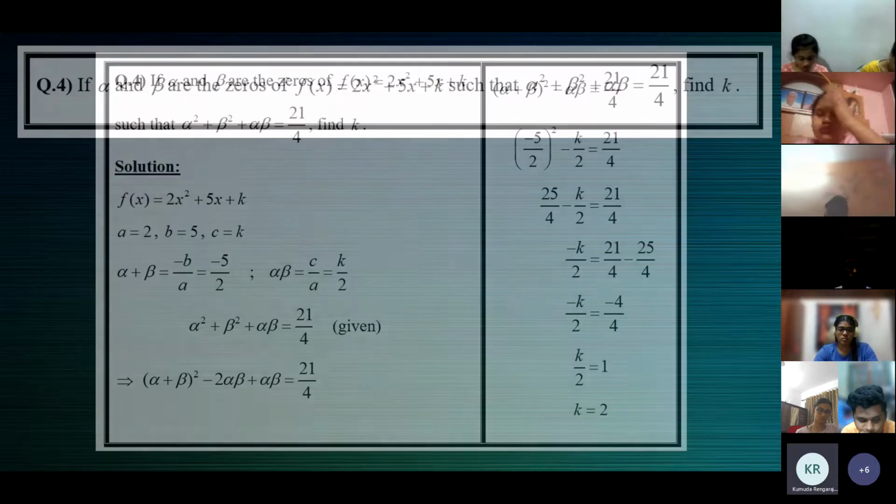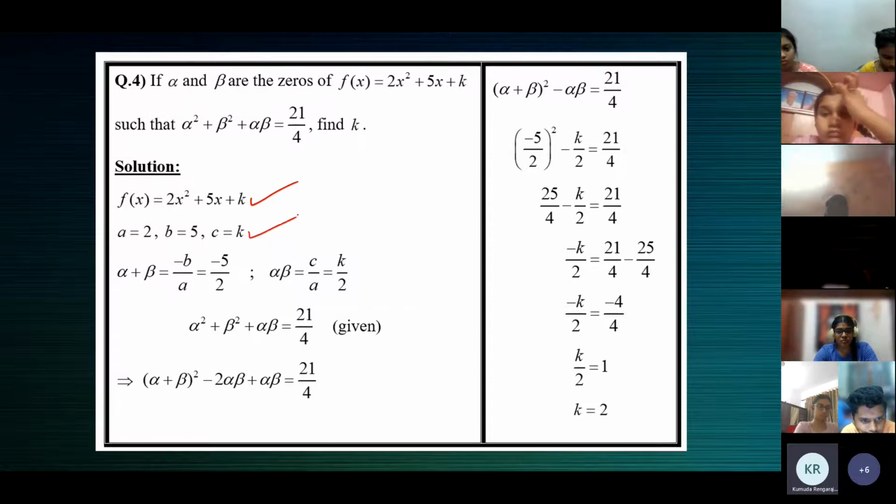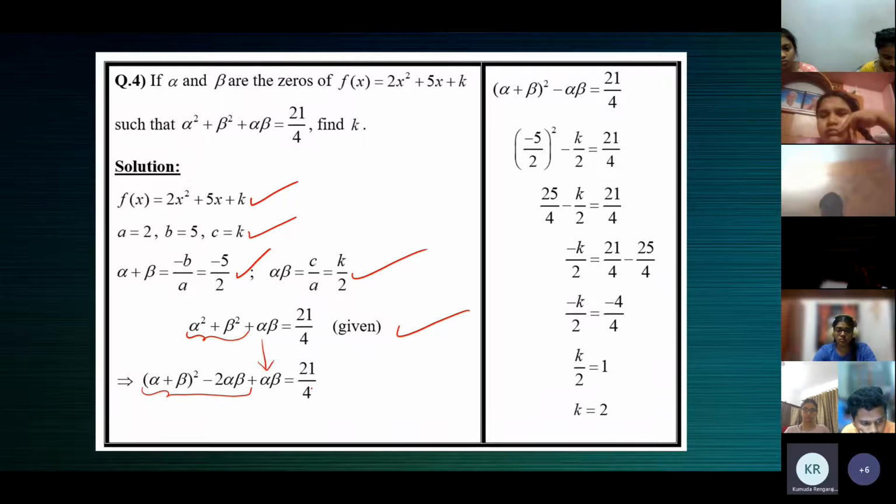So now let me show you the answer. See here, children. Please look at your screen. So this is the given polynomial. I've written the values of a, b, c for you. Then alpha plus beta and alpha beta. Now instead of alpha square plus beta square, we write alpha plus beta the whole square minus 2 alpha beta. This is equal to 21 by 4.